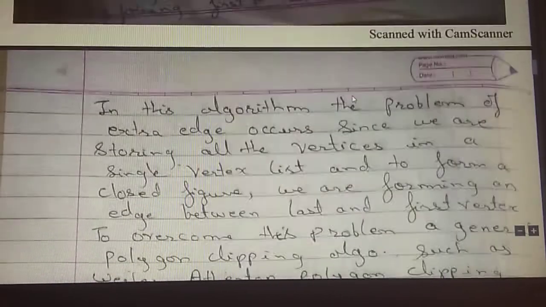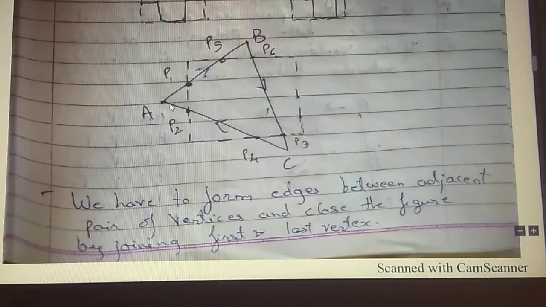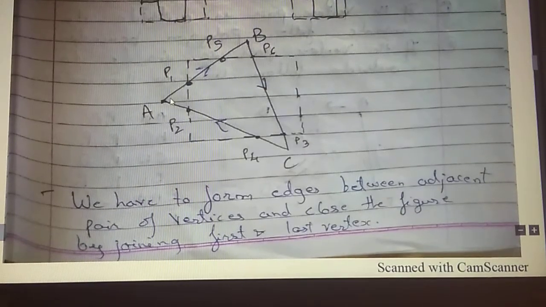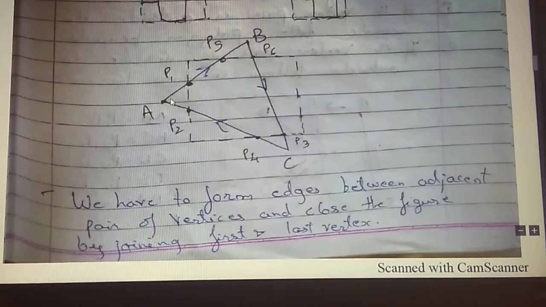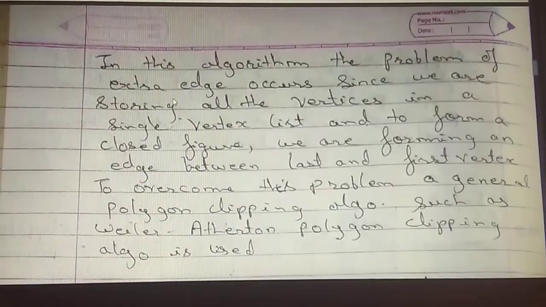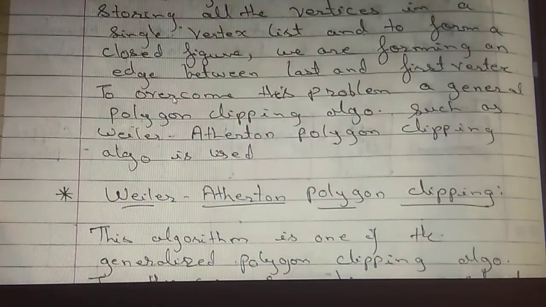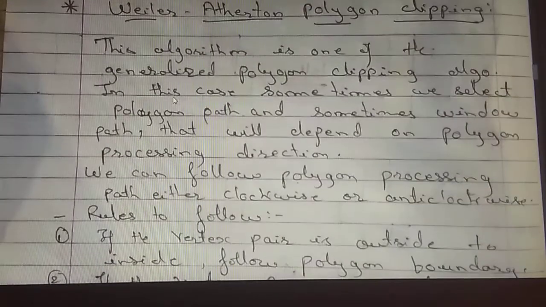Now what is the problem? As we see, for each line we are storing the data, and so the array goes on increasing after every clip. This problem is solved in the next algorithm, that is Weiler-Atherton polygon clipping.